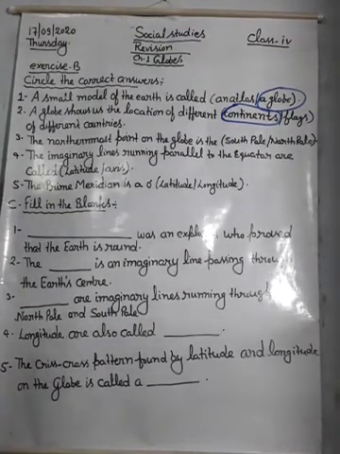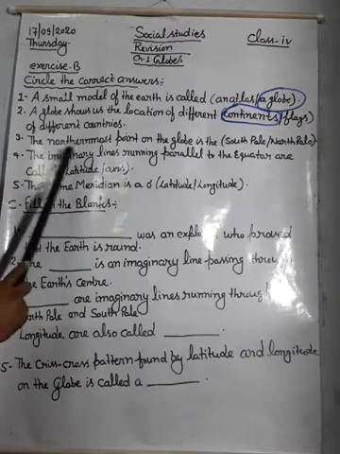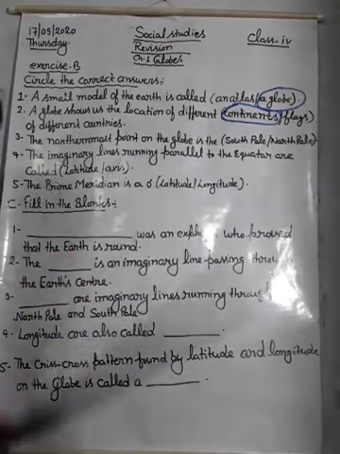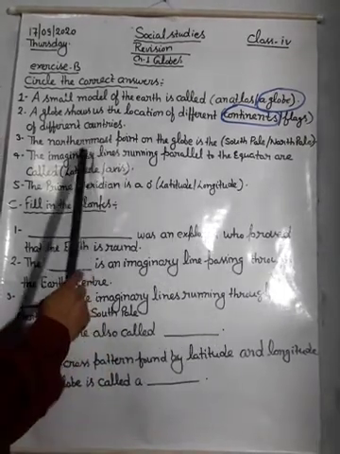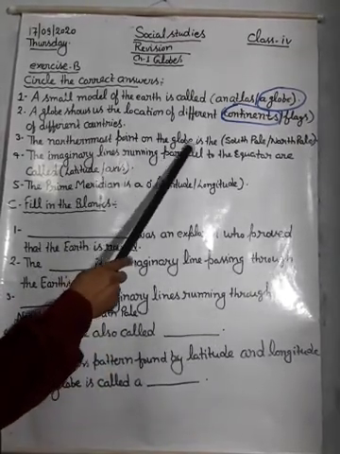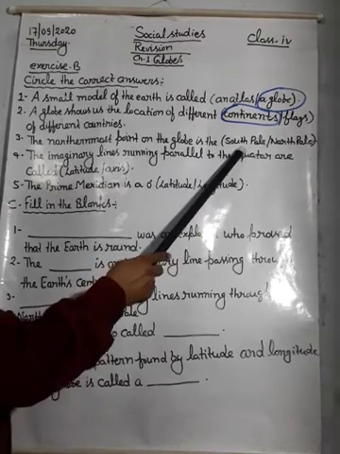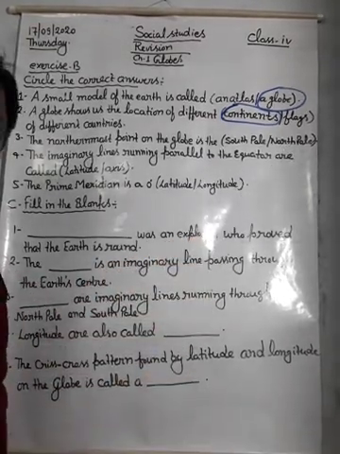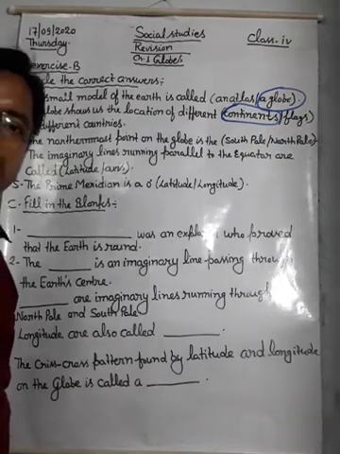Next is: the northernmost point on the globe. Keep in mind the northernmost point. The northernmost point on the globe is the South Pole or North Pole. What will be the answer? Tell me.